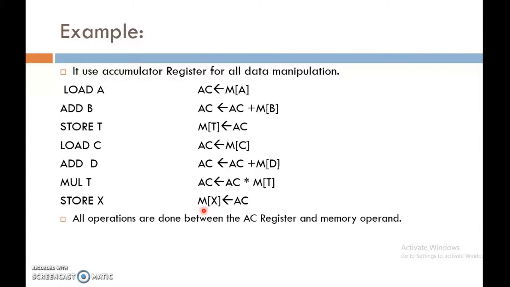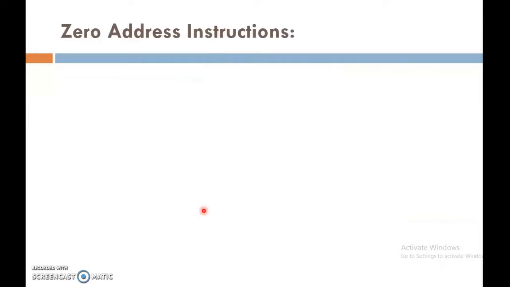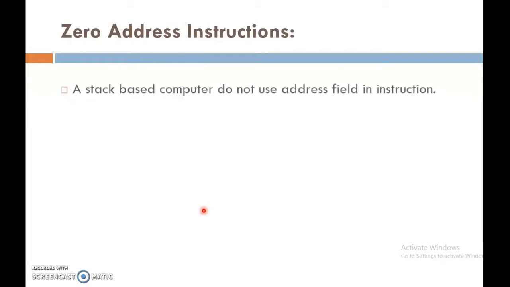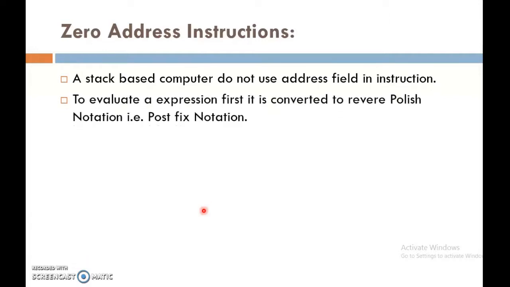All the operations are done between the accumulator register and memory operand. So here T is taken as the address of a temporary memory location which is required for storing the intermediate results, right? Now let's see the fourth type, that is zero address instruction. A stack-based computer organization do not use address field into the instructions. To evaluate any expression, first it is converted to the reverse Polish notation, that is postfix notation.